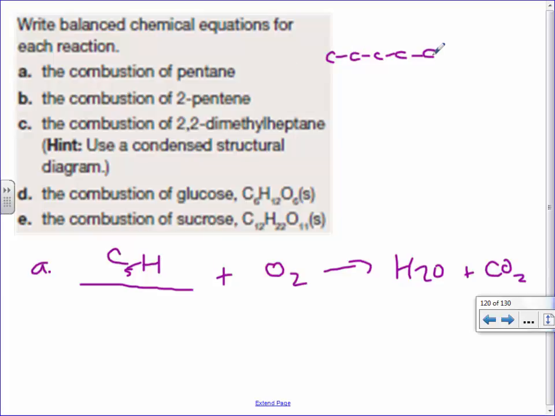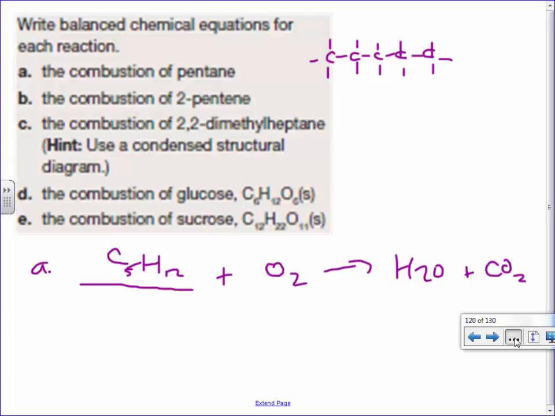So we know there's 5 carbons. How many hydrogens do you need? Often what I'll do as a shorthand is I won't actually write out all the hydrogens. I'll just put a little dash where they'd go. So we'd need 1, 2, 3, 4, 5, 6, 7, 8, 9, 10, 11, 12. You're right. So it's C5H12. Okay, now that we know what pentane's formula is, we just need to balance it.